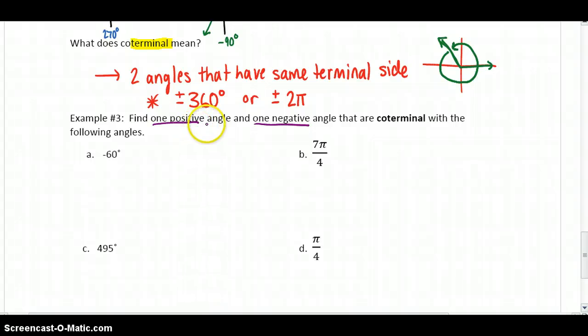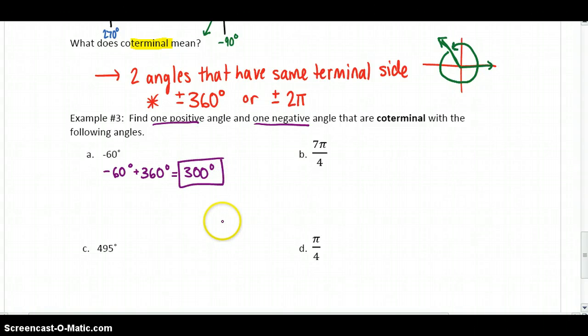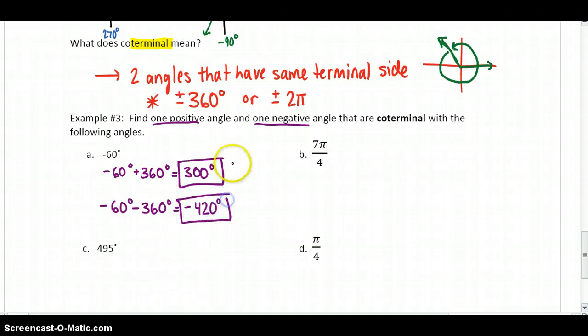Well, to find a positive angle, I'm going to go ahead and add 360 degrees, the full circle, to negative 60. Negative 60 plus 360 is 300 degrees. So there's my positive coterminal angle. And if you were to sketch both of those, you would see that they have the same terminal side. Okay, to get my negative one, I'm going to do negative 60 degrees minus 360, which is negative 420 degrees. So one positive, one negative, I'm good.